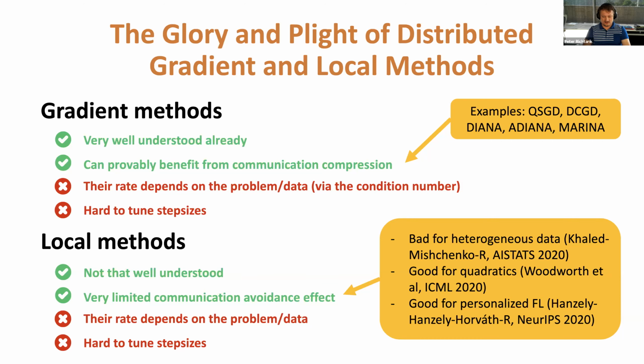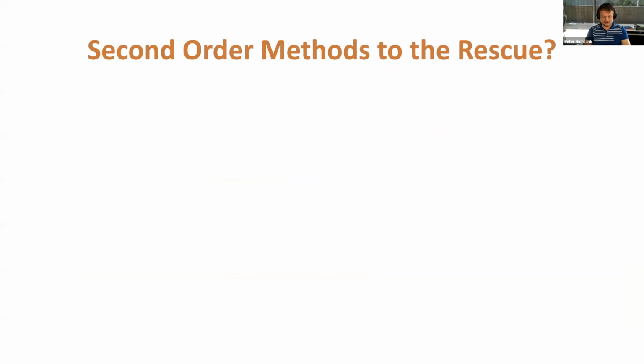So now, because of all of these issues, I'd like to propose here a different direction of research. And we're not the first ones to suggest this, but we have some new insights. How about we look at second order methods and try to develop second order methods for federated learning?